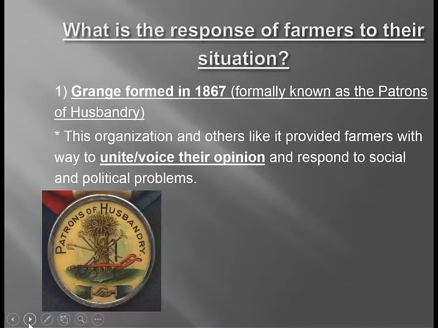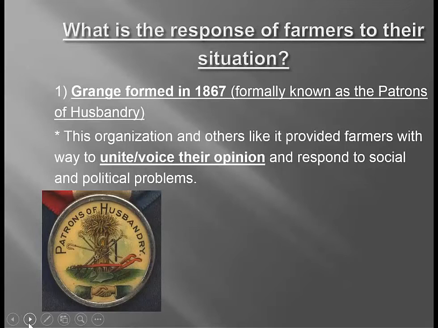Well, in response to this, after the Civil War, they formed what was called the Grange, or the Patrons of Husbandry. These Granges were organizations, social clubs, if you will, where the farmers could get together and respond to problems of the time. It was a place for them to gather and air their grievances.